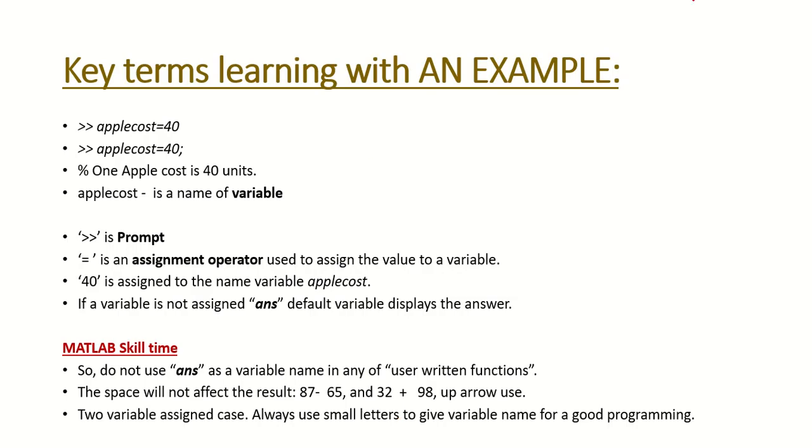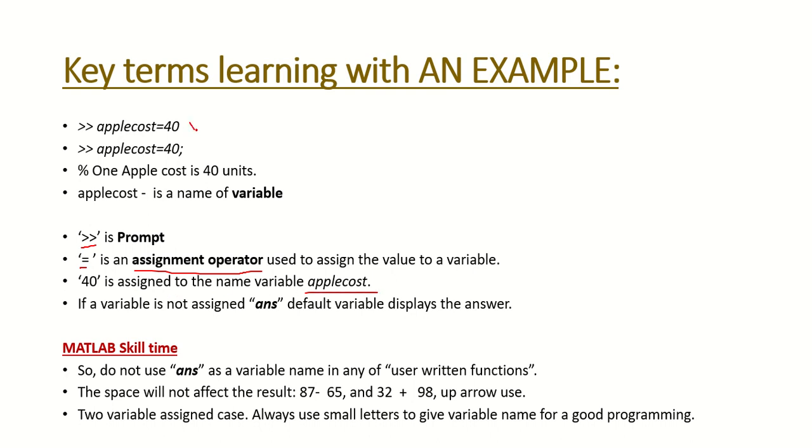For example, apple cost equal to 40. Here with no colon, and here I gave a colon, just to show g is equal to 90 without colon and with colon. In the same way, apple cost is 40 units. Apple cost is the name of the variable, this is the prompt, and we call equal the assign operator. It's not that g is always 90 or always 89. And 40 is assigned to the name apple cost.